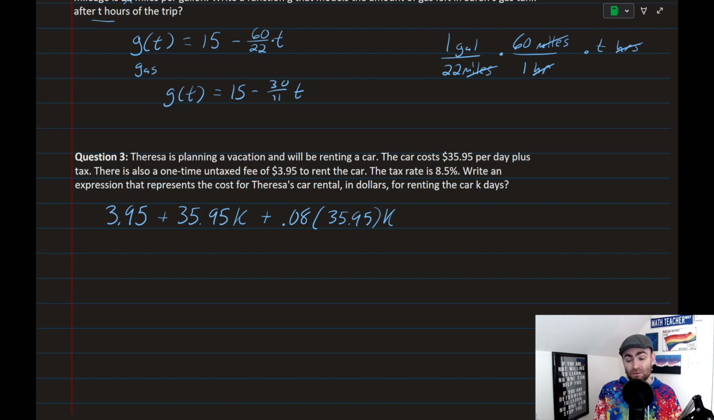That's one expression. Another expression would be to combine the taxed part with the cost per day part. And if you think of it, this is 8%, this is 100%. So if I combine these two, I could also just have, we are adding 108% of the $35.95K. That's an awful looking K, but you get the idea. And that is another expression. So both of those expressions represent the cost for Teresa.